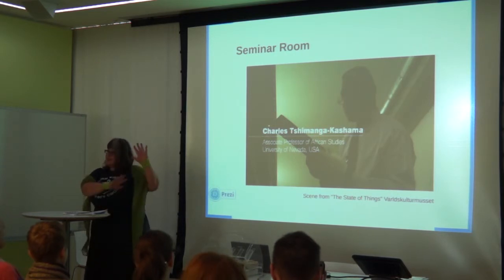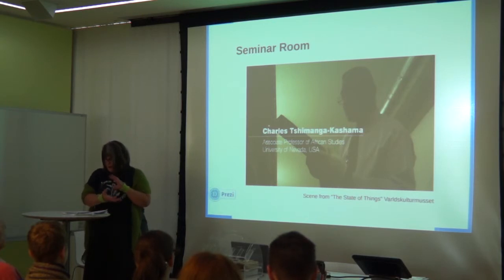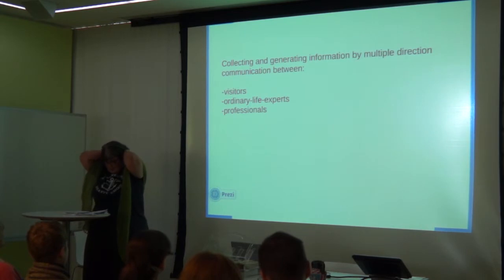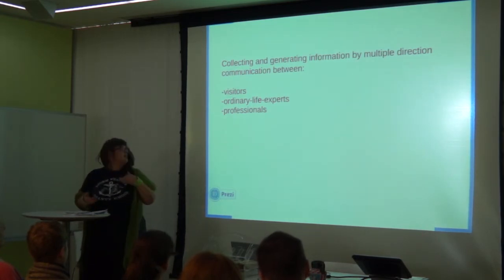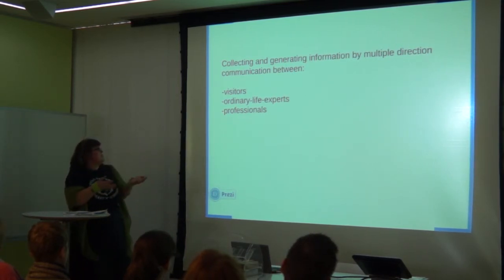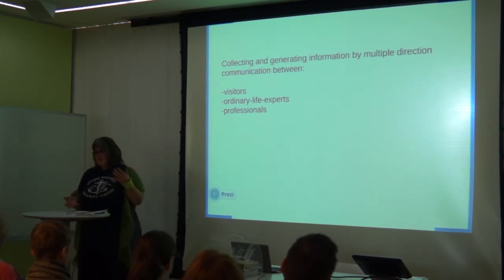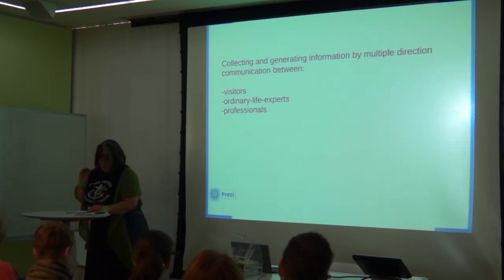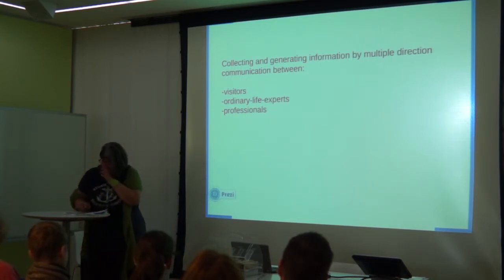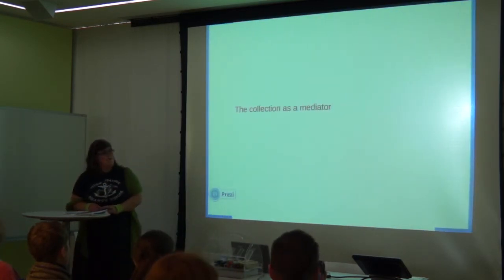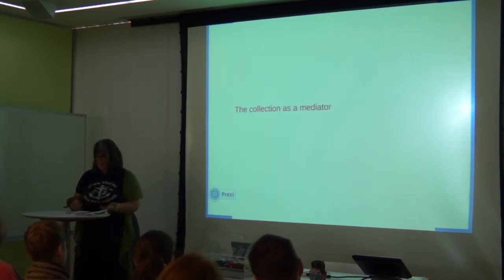I think that in all three of these examples, the point is to have multiple-direction communication in order to collect information for visitors. You have different kinds of experts: visitors, ordinary life experts, and professionals. And who is the professional and who is the visitor would change places, change the roles. To sum up briefly, we want the collection to be a mediator, where people and objects meet and learn from each other.